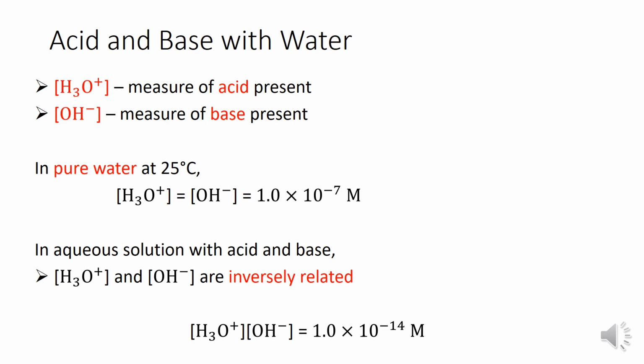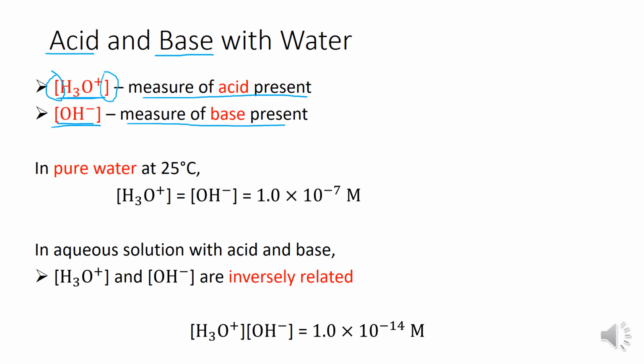Now suppose we add an acid or a base to water. The acid will give away or donate a hydrogen ion to water to produce a hydronium ion. Therefore, we can measure the acid present using the hydronium ion concentration. By the way, the square brackets represent the concentration. On the other hand, a base will accept a hydrogen ion from water, and that will result in creating a hydroxide ion. Therefore, we can measure the base present in the aqueous solution using the hydroxide ion concentration.